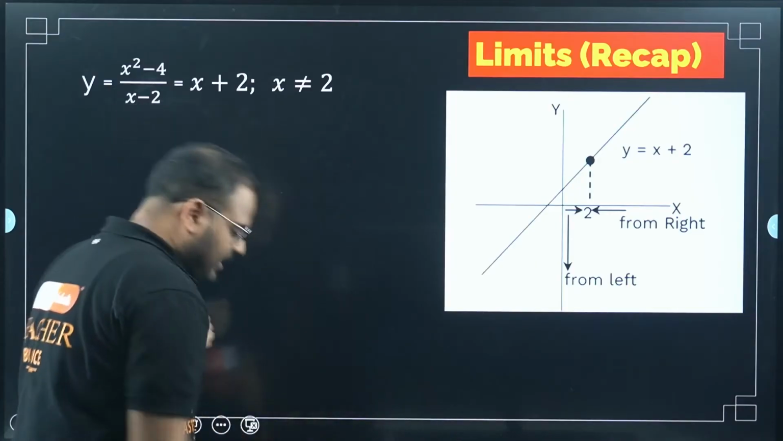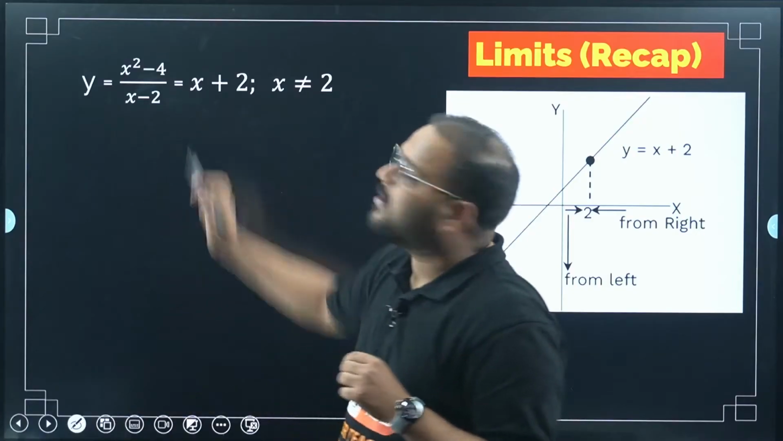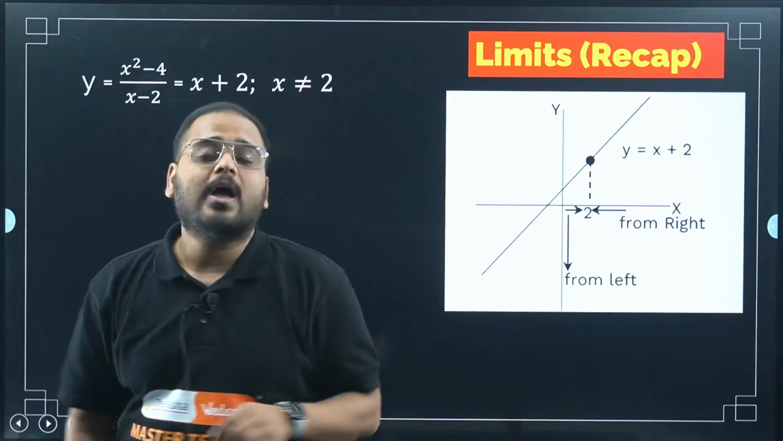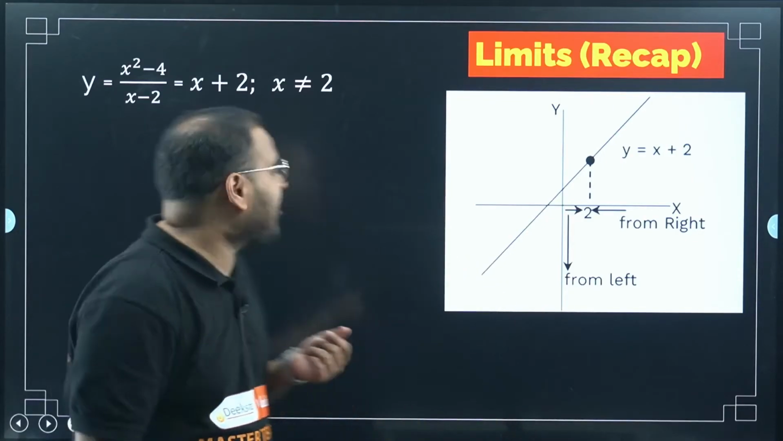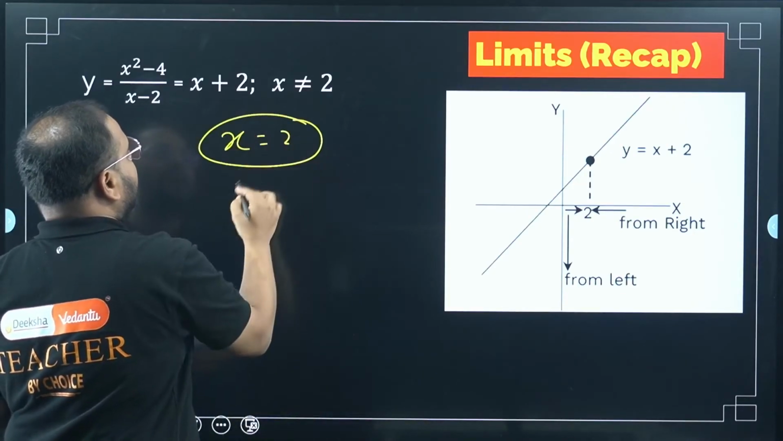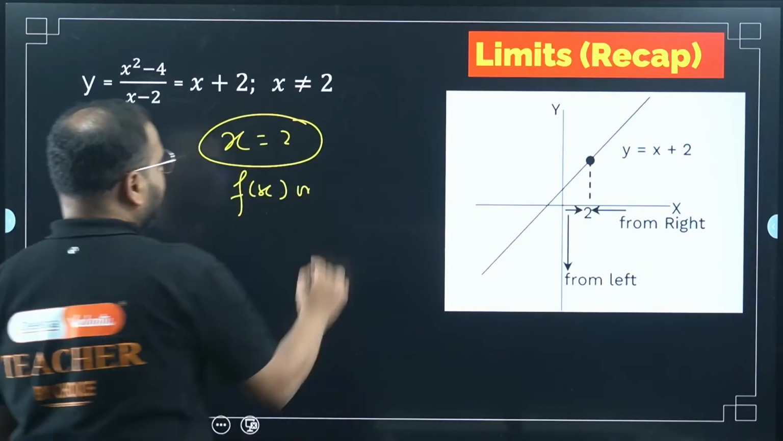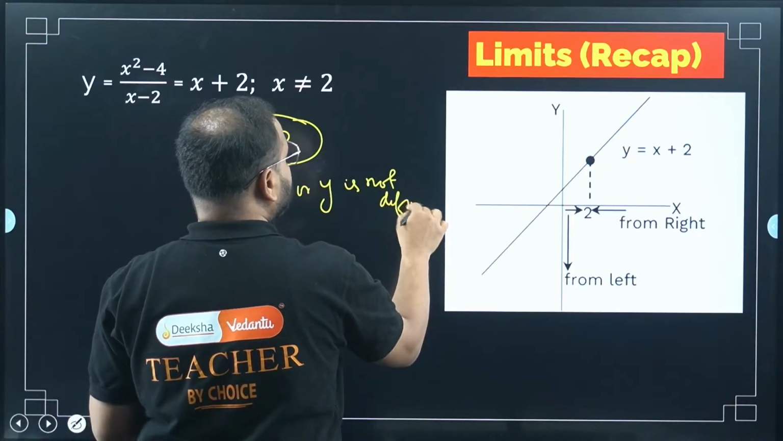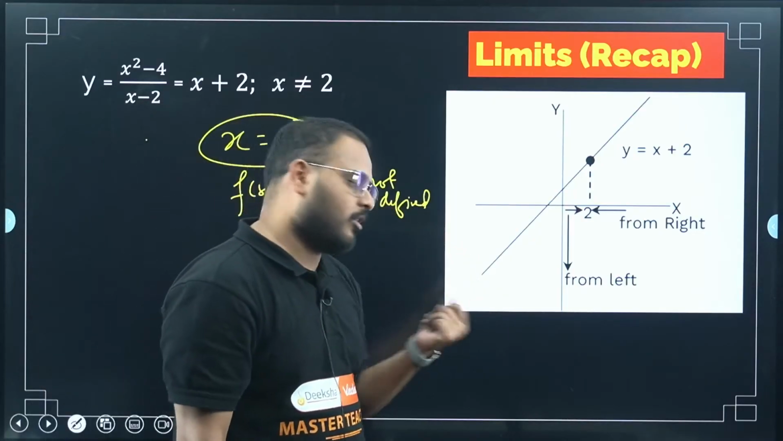We have taken a function here. The function is obviously a rational function, (x square minus 4) upon (x minus 2). The function is defined as y equals (x square minus 4) upon (x minus 2). This function is not defined at a point. What is that point? x equals 2. If you take x equals 2, f(x) or y is not defined. How come, sir? Because the denominator becomes equal to 0, so the function will obviously not be defined.